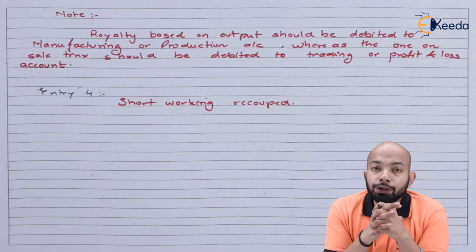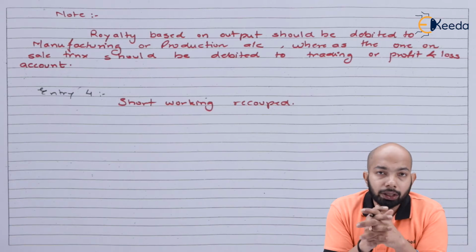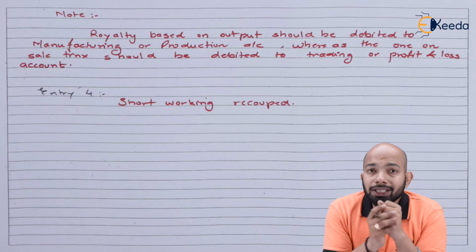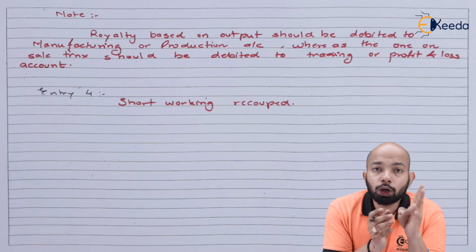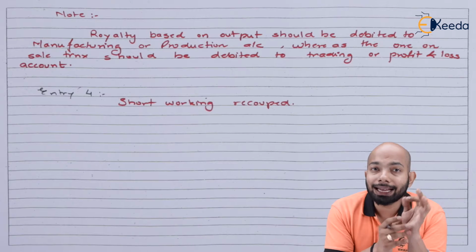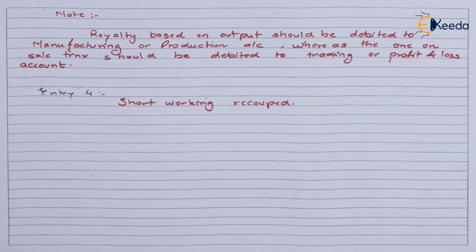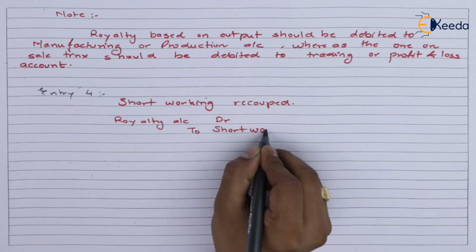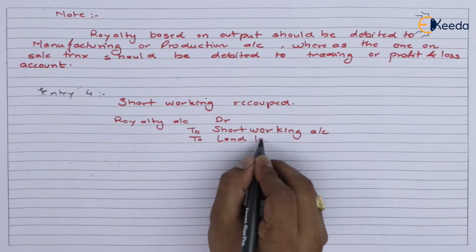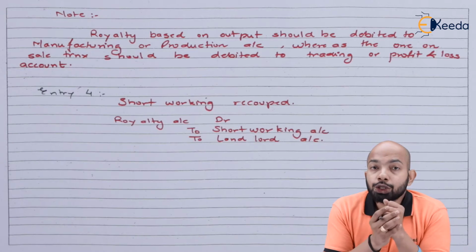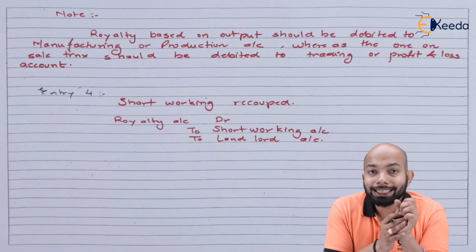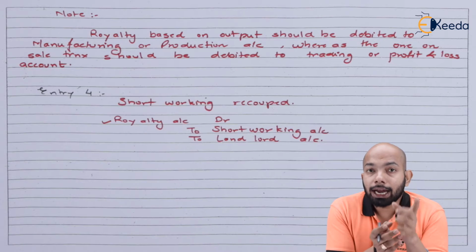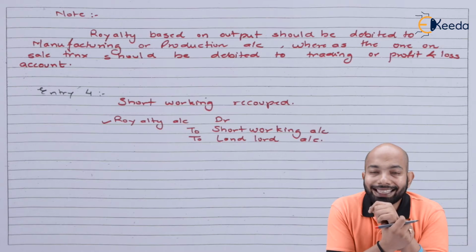The last entry refers to the short workings being recouped. There are two scenarios in here. We'll explain it one by one. The first scenario is what we are discussing right now: short workings are being recouped. Recoup means adjusted. So when short working is recouped, the entry that will be passed is royalty account debit to short working account and to landlord account, which will be on the credit side.